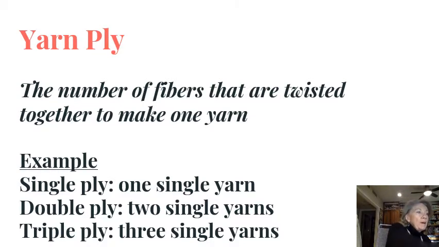Okay, now we're going to talk about yarn ply that was mentioned in the first video, which is the number of fibers that are twisted together to make one yarn. So we have a single ply, a double ply, a triple ply, and I believe at the end of the last lecture, I hope I asked you to bring some yarn samples. I may or may not have done that. Let me make a note to add that to my slides, to bring yarn samples to class number 3.